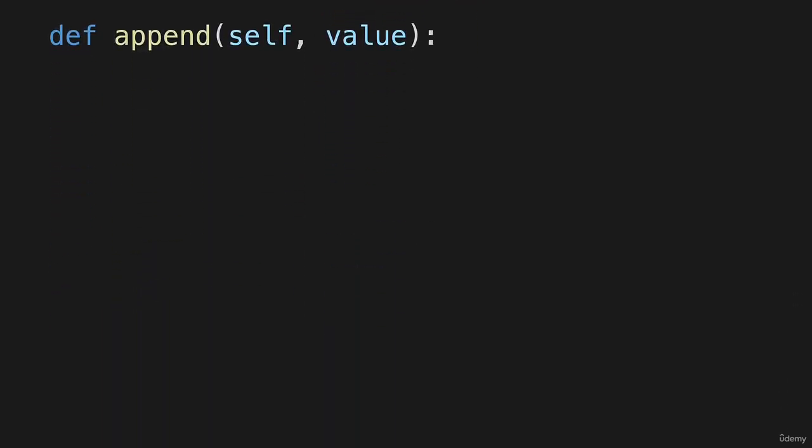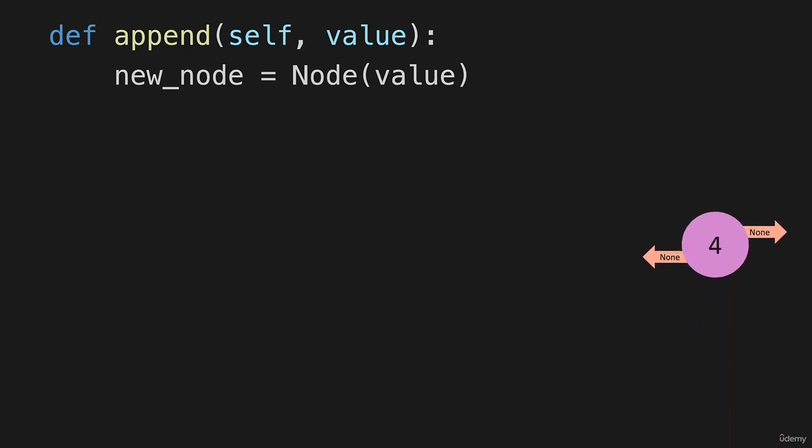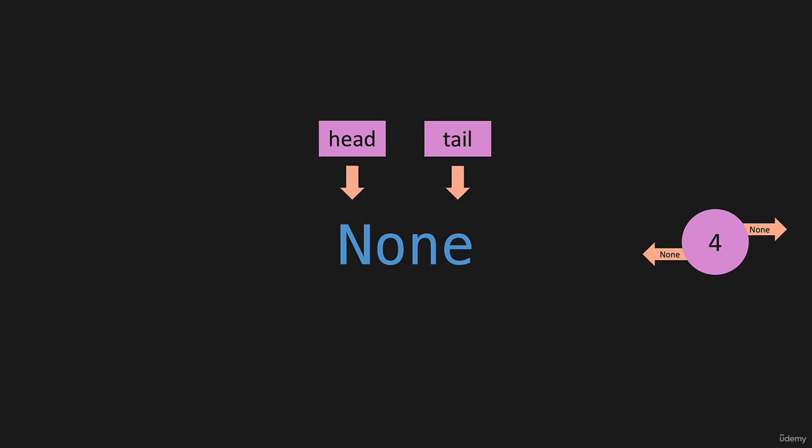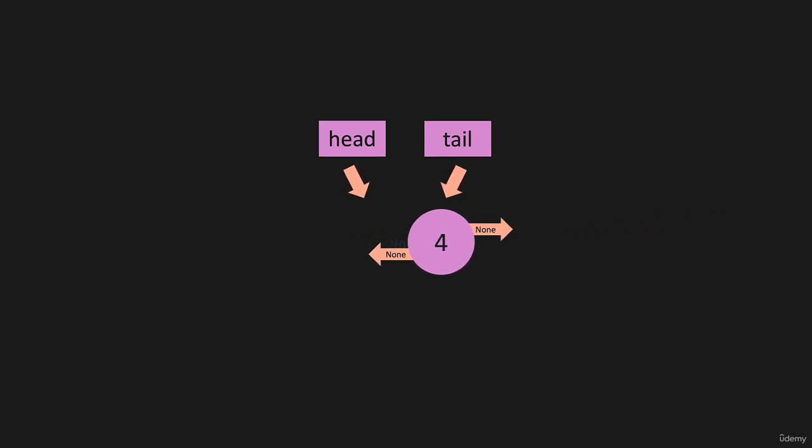So we'll call our method append. We're going to pass it a value, and we'll use that value to create a new node. We'll pass that value to the node class, and that creates our node. So the first thing we'll code for is this situation when we have an empty linked list where we have head and tail point to the new node.